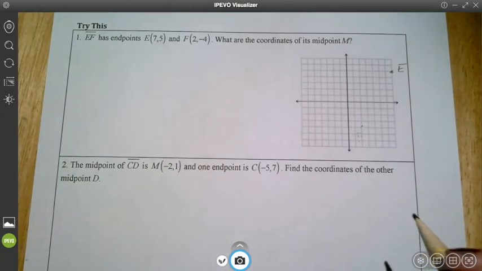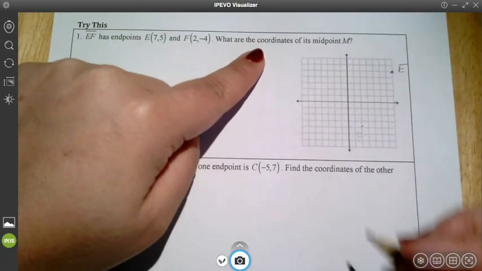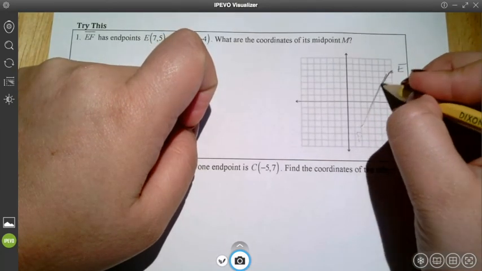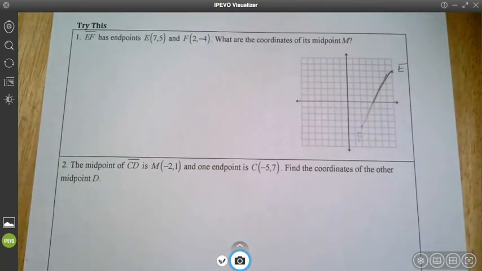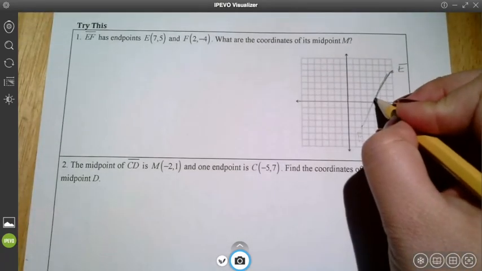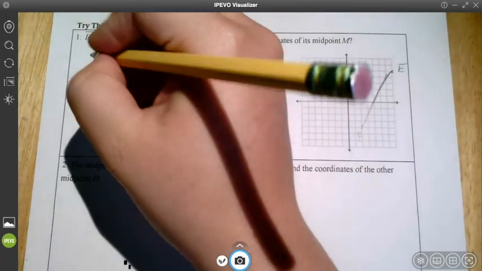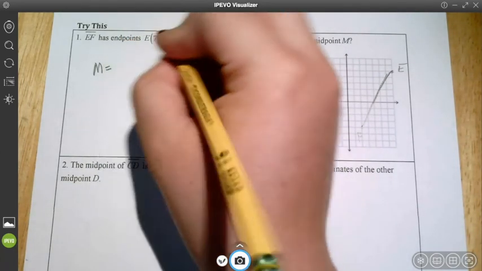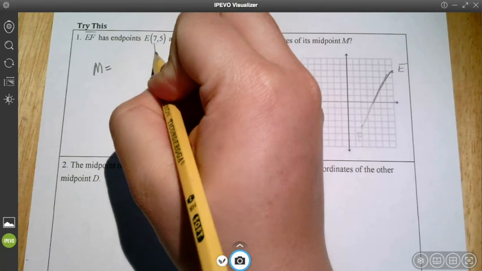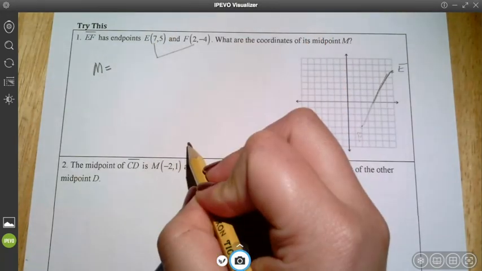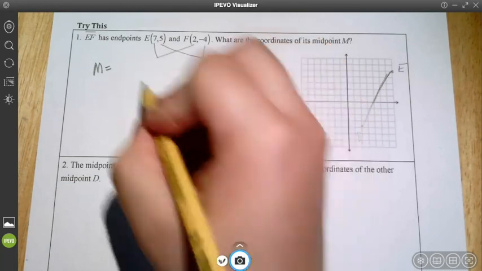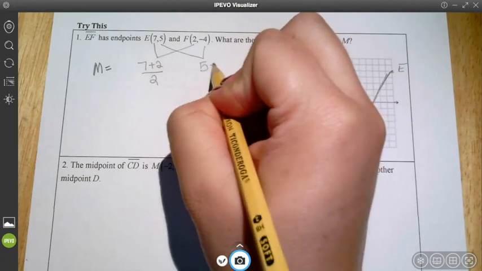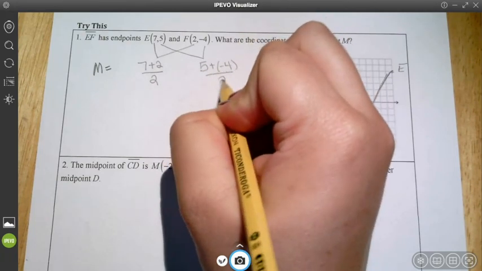So we plot those points, and then we want to find the coordinates of the midpoint. So if I'm looking, well, that wasn't perfectly straight, but there's my line segment. To find the midpoint, the point in the middle, should be somewhere around here. The midpoint is going to be the average of the x's and the average of the y's. So I like to do my calculations separately. Here are my x's, here are my y's. 7 plus 2 over 2, 5 plus -4 over 2.